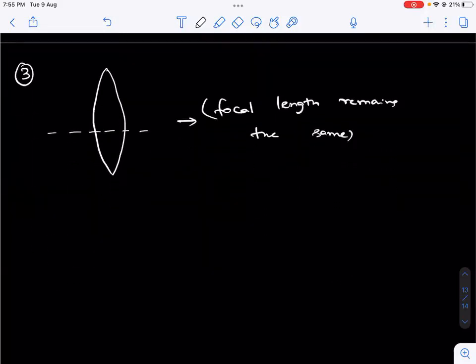Next is, so this is all about the lens maker's formula. Now you have a concept called power of lens.